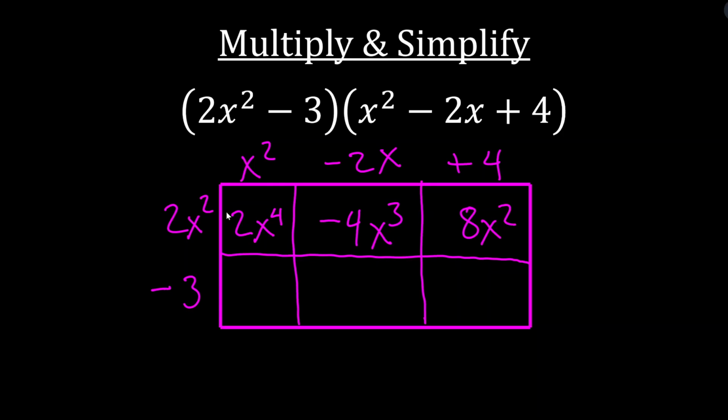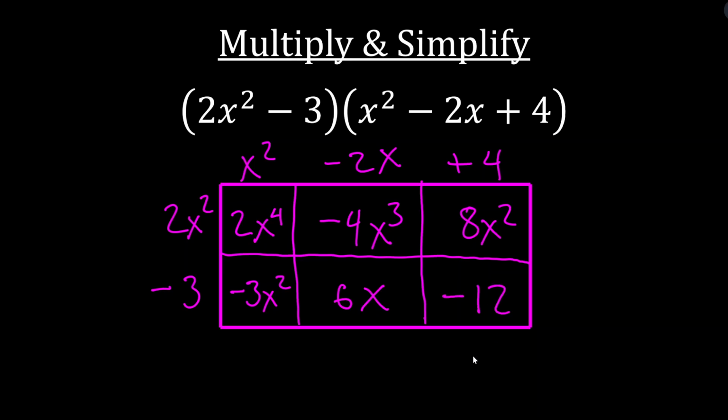Here we have negative 3x squared. Boom, that's really easy. Negative 3 times negative 2x. Negative negative is going to make a positive. 3 times 2 is 6. X is just chilling. Negative 3 times 4. Negative positive, so it's negative. 3 times 4 is 12.